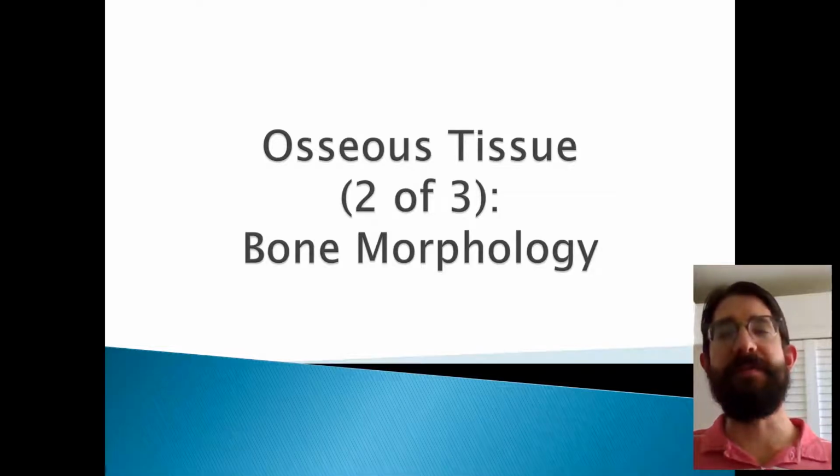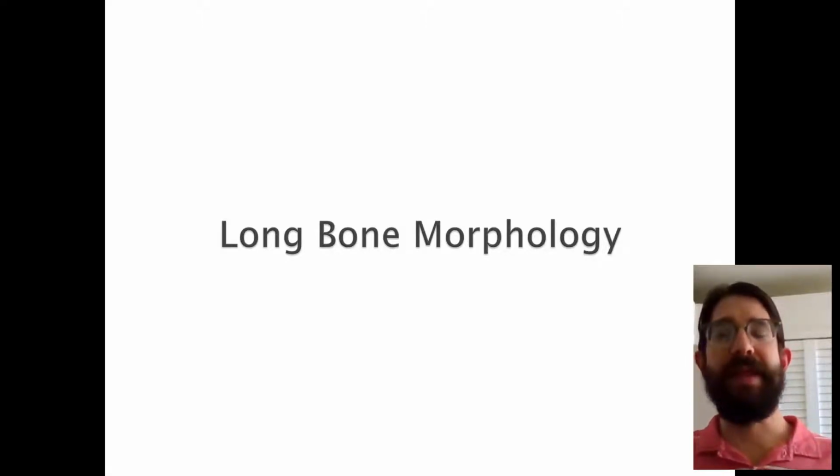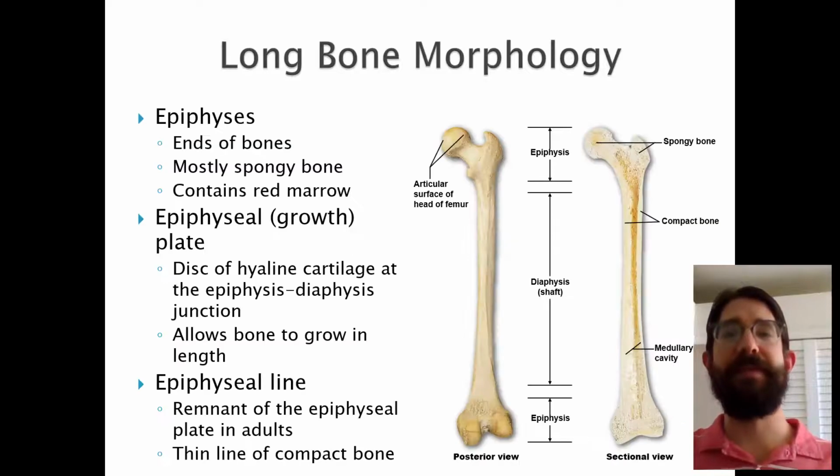Now let's talk about the morphology of bones, meaning what are their shapes and what is the arrangement of all the different structures or parts of bones. And we'll mainly look at long bones. These are your classic bone shapes that are found in your arms and legs.